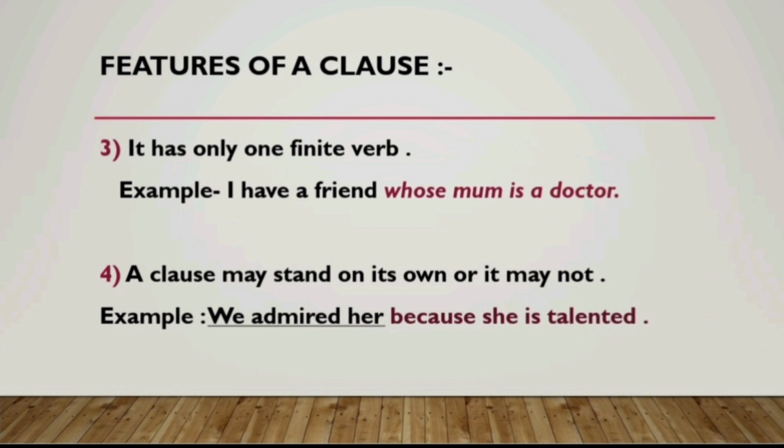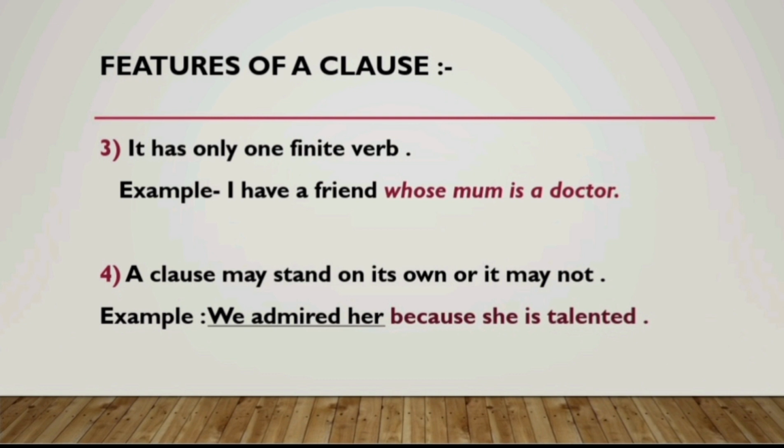Point number 4 is, a clause may stand on its own or it may not. But if it stands on its own, it is a sentence. But if it does not, it must be a part of some longer sentence made up of two or more clauses. If you see this example here, we admired her because she is talented.